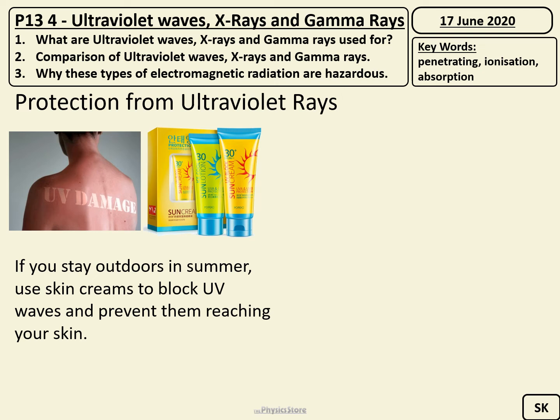Protection from UV rays. If you stay outdoors in the summer, you use sun creams to block UV waves and prevent them from reaching your skin. You have SPF factors 15, 30 and 50. There is a rational reason why the SPF numbers are what they are. They indicate how many multiples of times you're safe to be out in the sun before you burn.